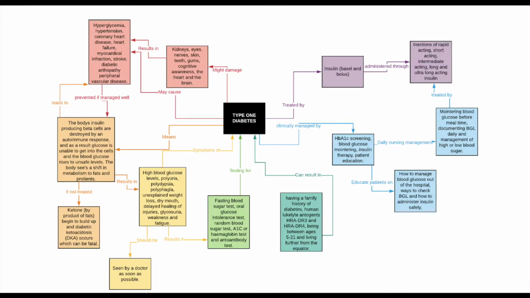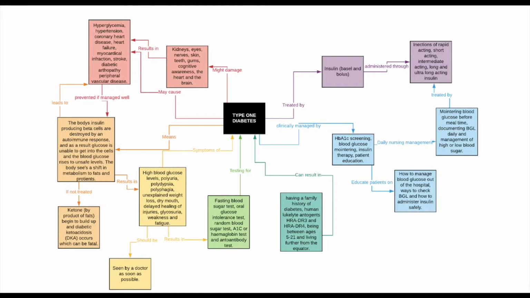For orange, we have the pathophysiology of type 1 diabetes. The immune system destroys the insulin producing beta cells, which can lead to hyperglycemia, hypertension, and ketoacidosis. In the yellow, we have the symptoms such as high blood glucose levels, polyuria, polydipsia, polyphagia, etc. And if you have these, you should be seen by a doctor as soon as possible.